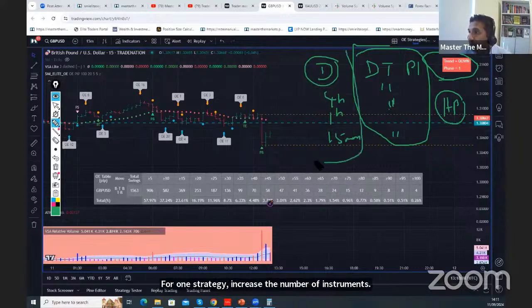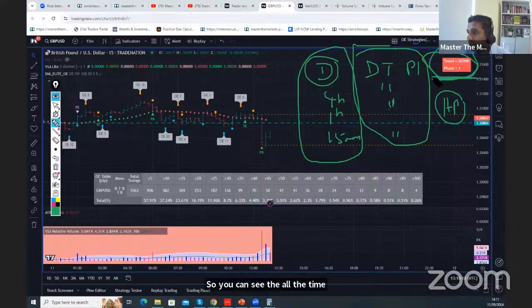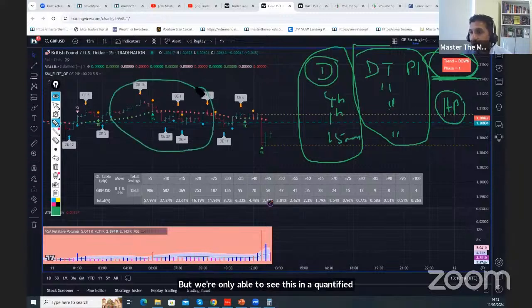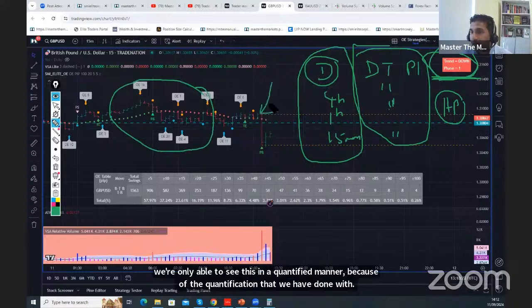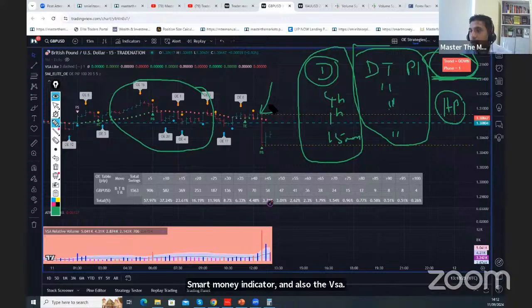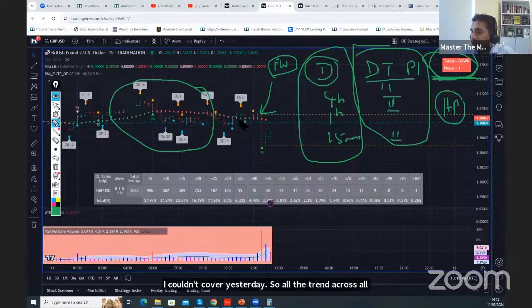So you can see all the time frames, the trend is being aligned. But we're only able to see this in a quantified manner because of the quantification we have done with the smart money indicator and also the VSA light indicator we have over here. So that's how we can say it's robust. We've got a framework. It's not a holy grail, but it's a framework, which gives us a really logical, systematic way of analyzing the market and being confident in the trades we are taking. So that's the first thing I wanted to tell you, which I couldn't cover yesterday. All the trends across all the time frames are correlating with our market structure, which we have got with the smart money indicator.